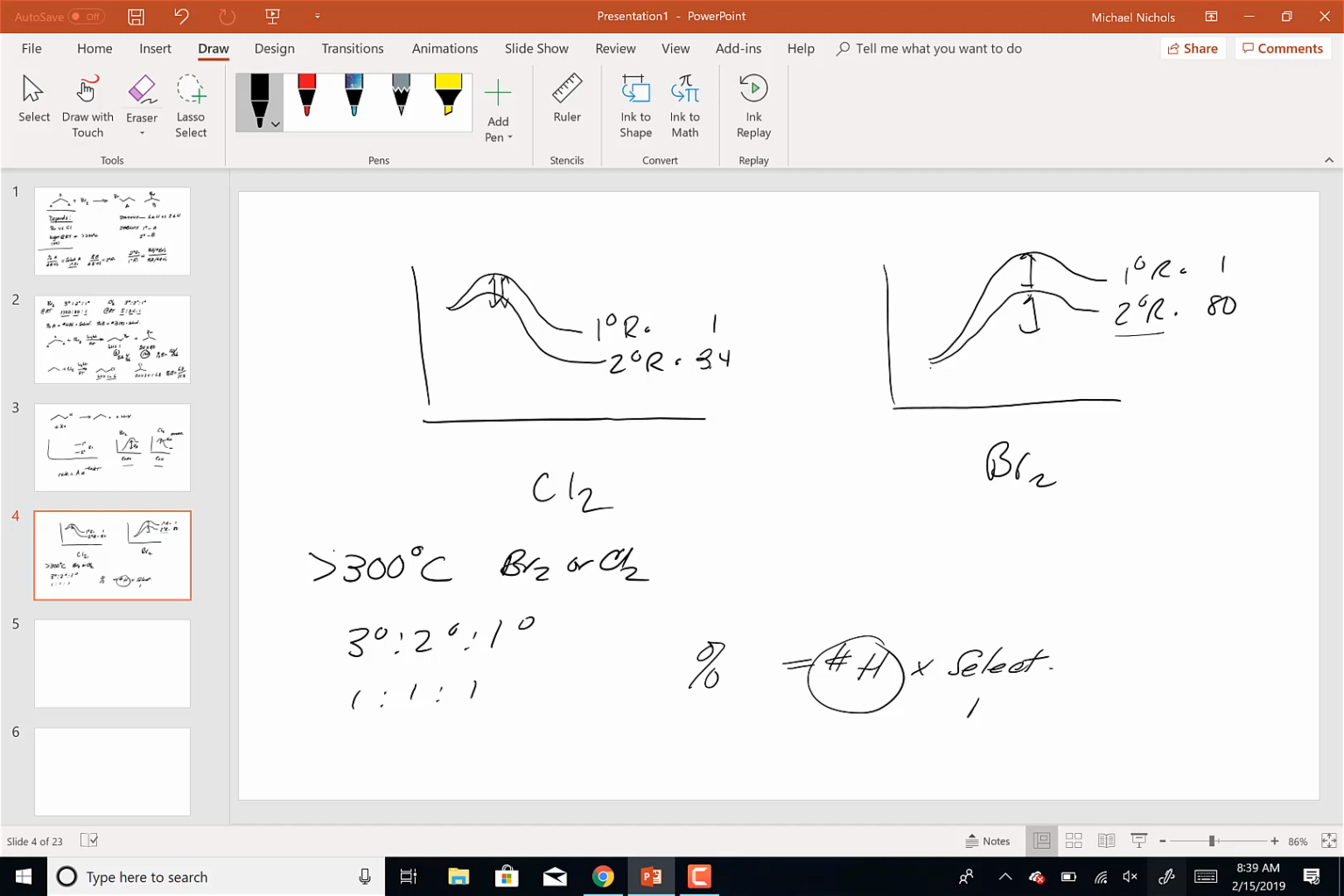So then you'll see greater than 300 degrees Celsius, bromine or chlorine, and then that's also the selectivities for fluorine at room temperature. Just simply because fluorine is the most reactive.